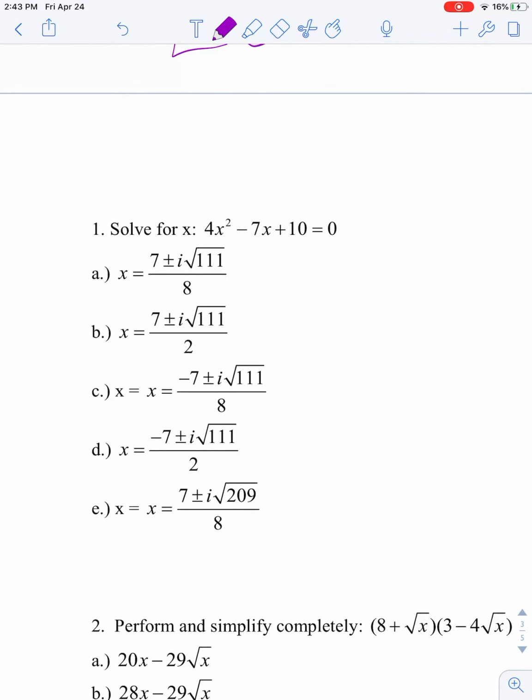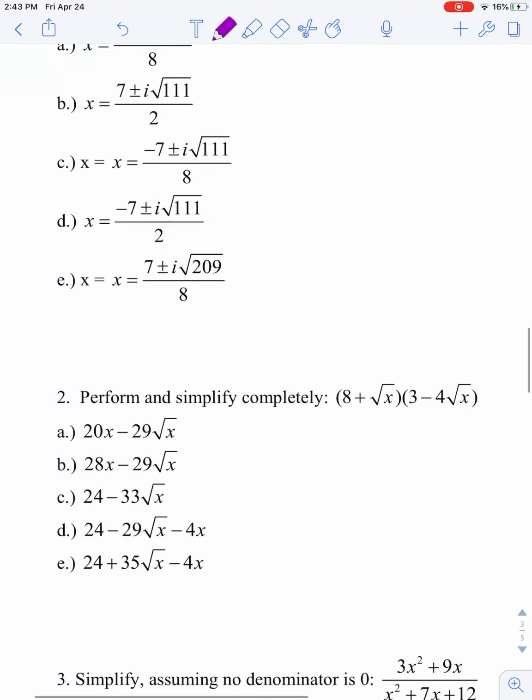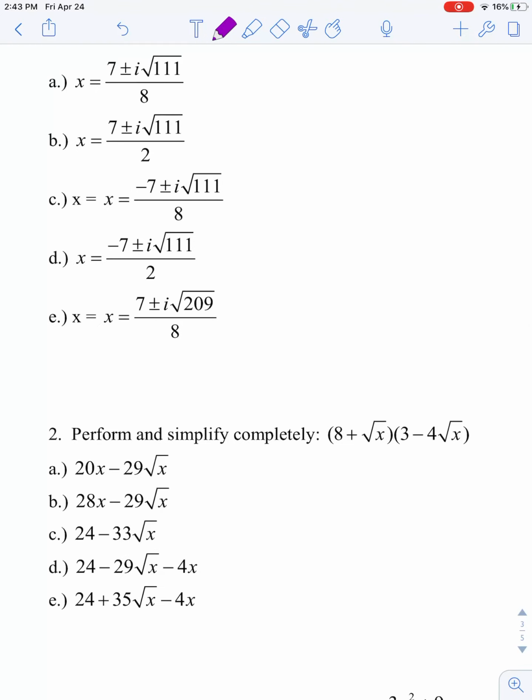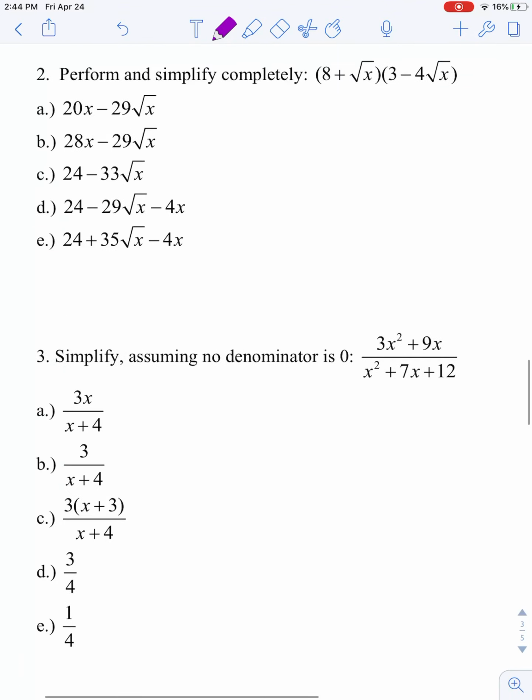Number 1, you're doing the quadratic formula. You're going to get a negative under the radical, so remember that's going to be imaginary. You can do polynomial multiplication, but it's not going to help you much because it's going to give you decimals. So you're just going to have to straight out do the Pythagorean theorem on that one.